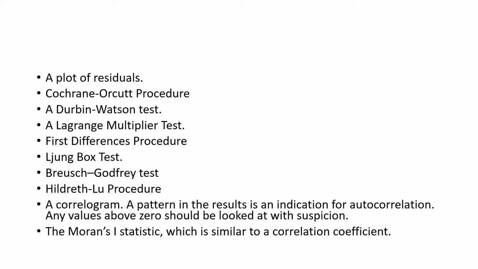You can either plot the residuals, or you can use the Cochrane-Orcutt procedure, or you can use the Durbin-Watson test, or you can use a Lagrange multiplier test, or you can go for the first differences procedure. There is the Ljung-Box test, then the Godfrey test is there, the Hildreth-Lu procedure is there, the correlogram method is there, Moran's I statistic is there. So I don't think that we are ending the list. There have been a lot of other tests coming nowadays to deal with the problem of autocorrelation, but right now I'm going to discuss these tests in detail.